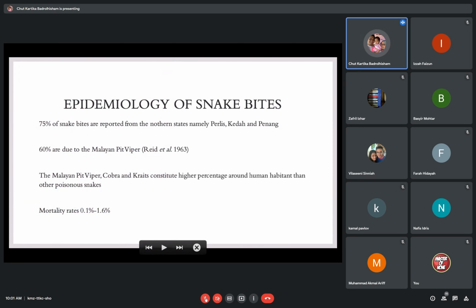So the epidemiology of snake bites: around 75% of snake bites are mainly in the north, Perlis, Kedah and Penang. Around 60% are due to the Malayan pit viper. The other common poisonous snakes are cobra and also kraits. Mortality rates of snake bites are about 0.1% to 1.6%.